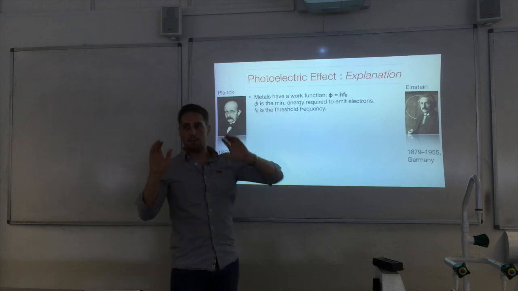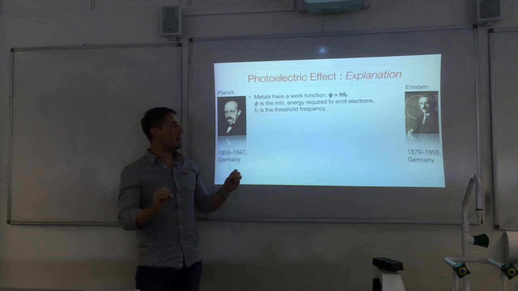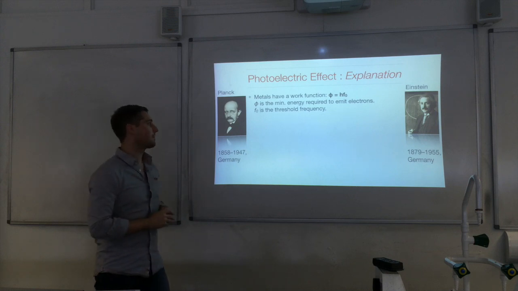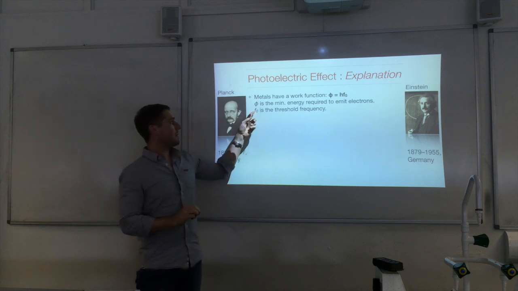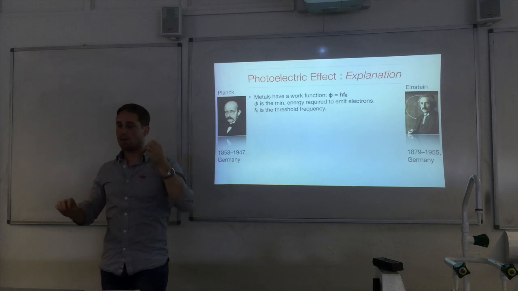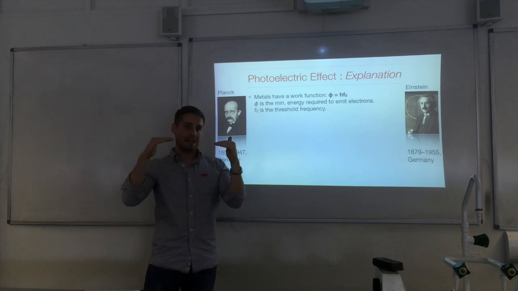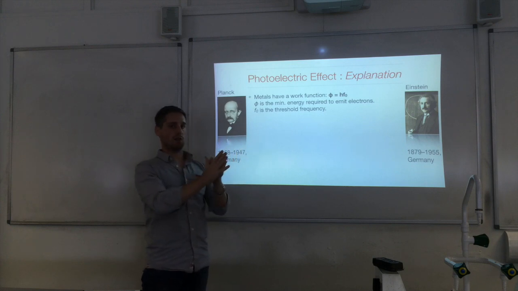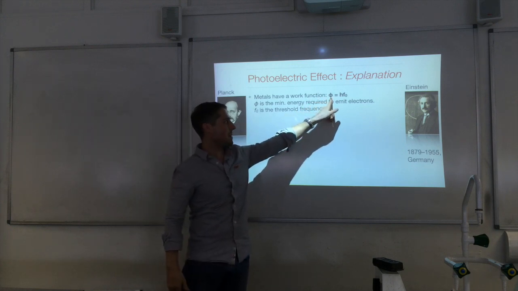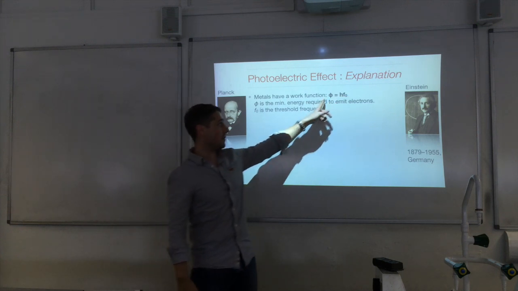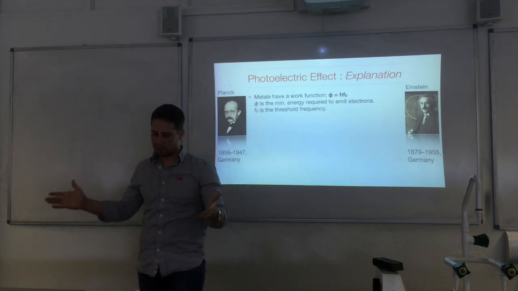This work function is the minimum amount of energy required to emit electrons from the metal plate, the negatively charged one. And that's related to f0. It's like a threshold frequency. It is the threshold frequency, I mean, but what it's like is that's the minimum frequency at which you emit electrons. Okay, so that's the minimum energy and that's the minimum frequency. You can see that this follows from E equals hf.